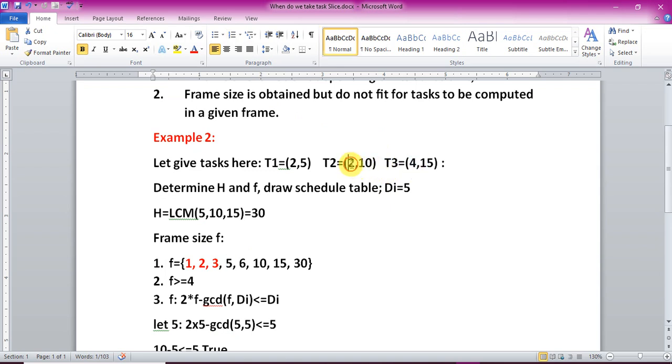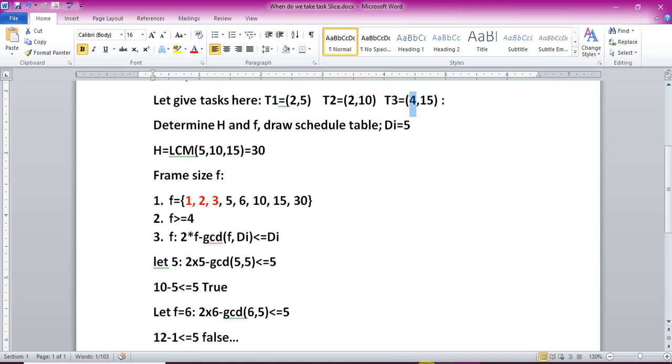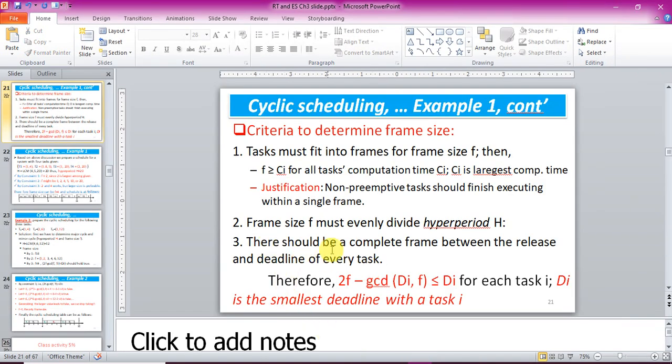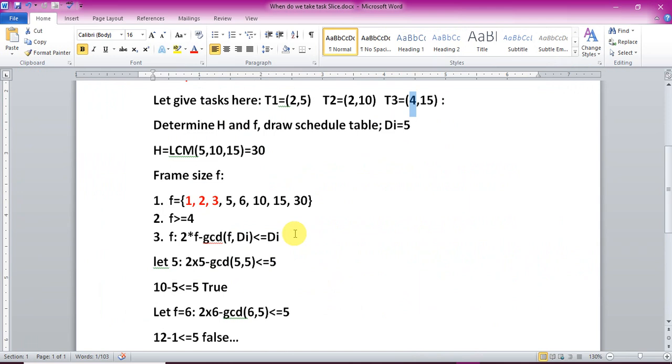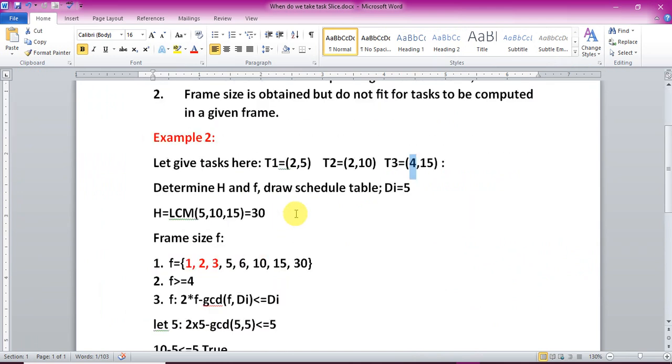We can serve T2, no problem. 2 units for T1, 2 units for T2, and the remaining 1 unit we leave as free space. But how can we serve T3? Since 2 plus 4 is 6, but the frame size we're selecting is only 5, and the rule says that there should be a complete frame between the release and deadline. Means there should not be overlapping of the task; it cannot start from the first frame and jump to the other frame. It should complete its execution only in the given start frame. So in this case, we have no frame size that fits, and we are forced to take task slicing.